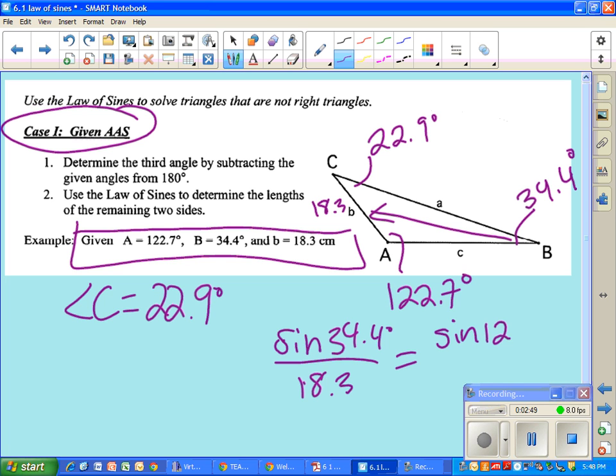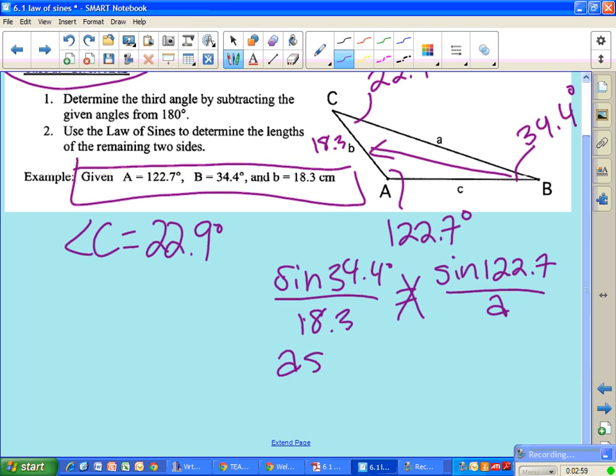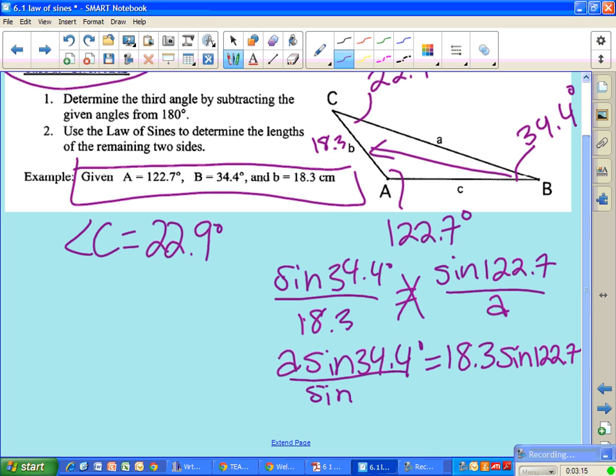Sine of 122.7 degrees over side length a. Now we have to cross multiply. So I have a times sine of 34.4 degrees is equal to 18.3 times sine of 122.7. The last thing we have to do to solve for a is divide by sine of 34.4 degrees. That will give us our side length a.